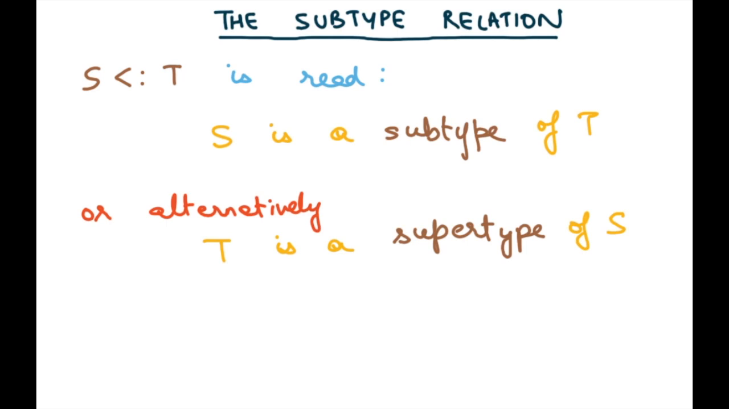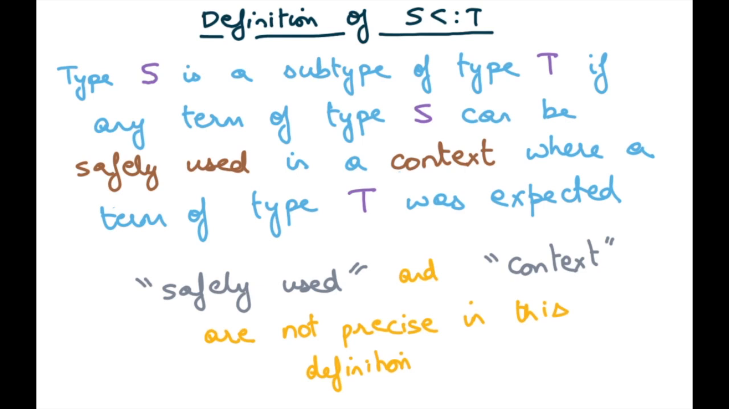I'll now introduce the subtype relation. "S is a subtype of T" is read as S is a subtype of T, or alternatively T is a supertype of S. So this less-than-colon operator in this notation basically represents "is a subtype of". And so we read this as S is a subtype of T. Okay, so what does S being a subtype of T mean?